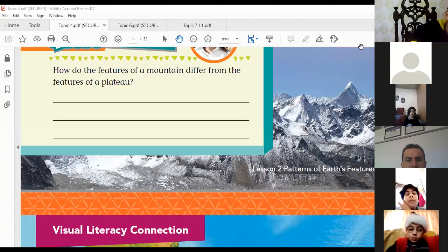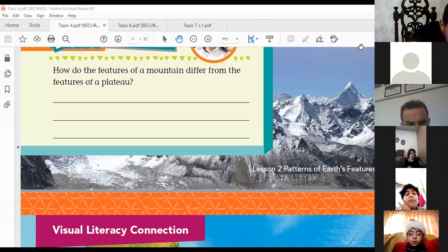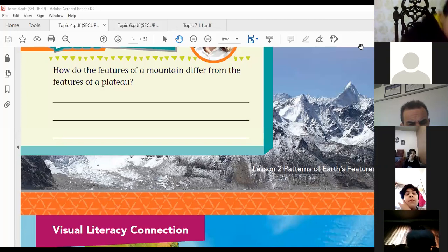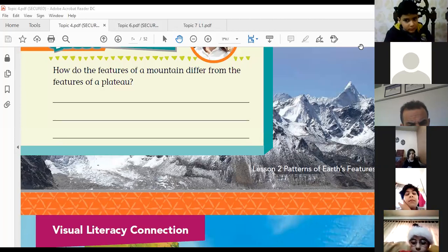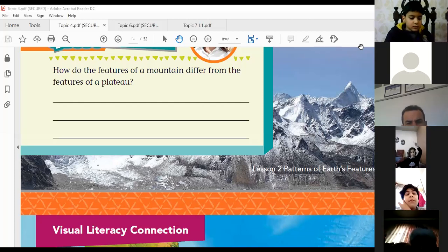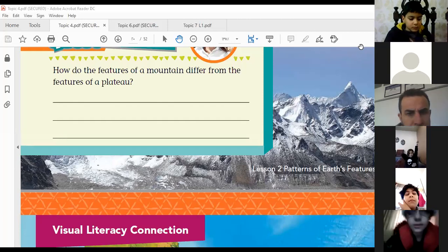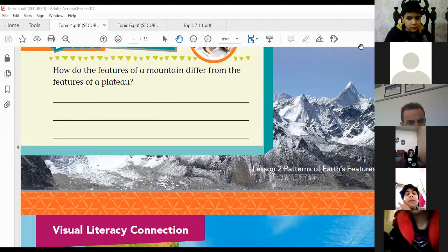Can you hear me? Yes. So teacher, two plates can move up and down or sideways. Yes, that's right. If those two plates crash together, it will form a mountain or a volcano, right? Yes, exactly. Or an earthquake. Good, Omar. That's right. Is that the entire lesson? Yes, exactly. You are summarizing the lesson. Okay, thank you, Omar. Good.